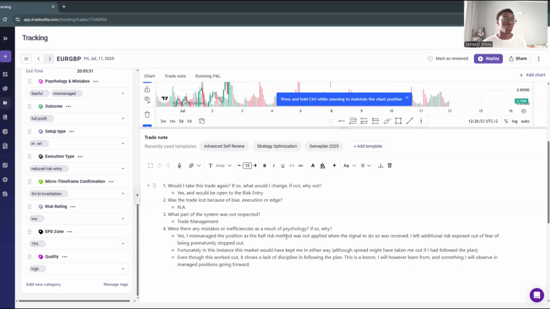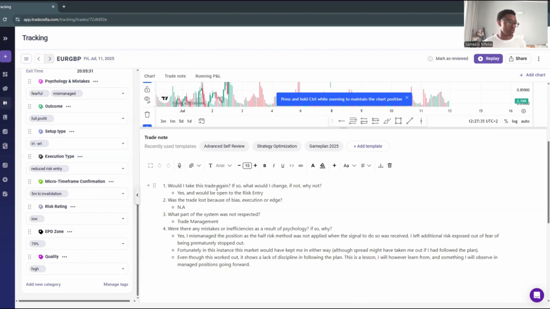What I didn't discuss in the nuggets was the manual element of this journal, which I've also refined quite a lot from what it originally was. So at the moment, I only ask myself 4 questions, which will be reviewed over time in line with my ASR template, which we'll get to in a bit. First is whether I would take the trade again. If so, would I change anything? If not, why? In this case, I said yes, and I'd be open to a riskier entry because it was a low risk, high quality position. So with those, you can be open to more aggressive executions.